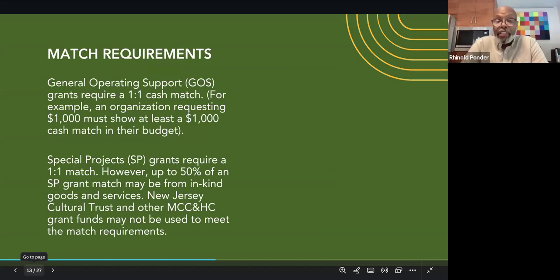There are matching requirements for each of those grants. For the general operating support grant, it requires a one-to-one cash match. For example, an organization requesting $1,000 must show at least $1,000 cash match in the budget. Your special projects grant is a little bit different. You must show a one-to-one match. However, up to 50% of the grant match can be from in-kind goods and services. We'll talk about that a little bit more, and about how you show your in-kind match.